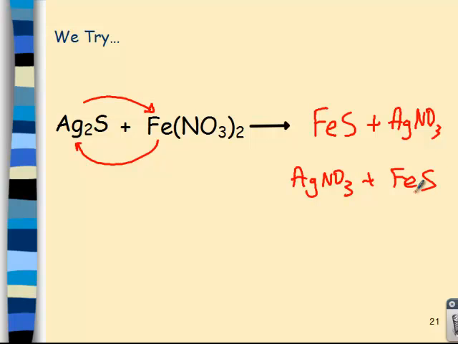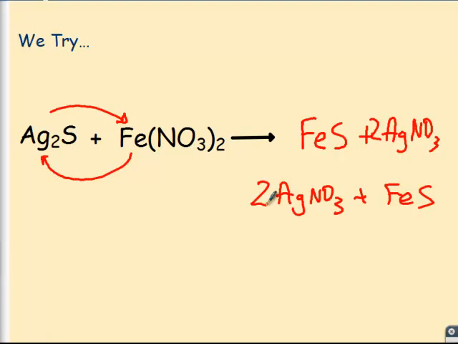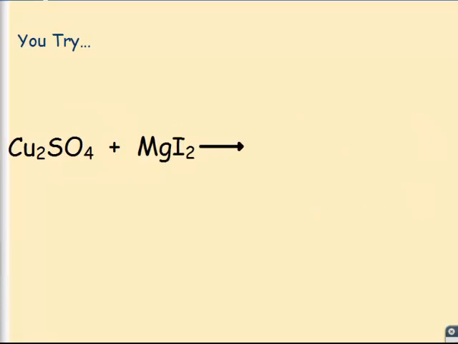And both of those are okay. They're both correct. Now to balance this, I'm going to need a 2 in front of the silver nitrate, and that balances the whole thing. If you did it there, it would give you that. And like I said, that's exactly the same. So why don't you try one?